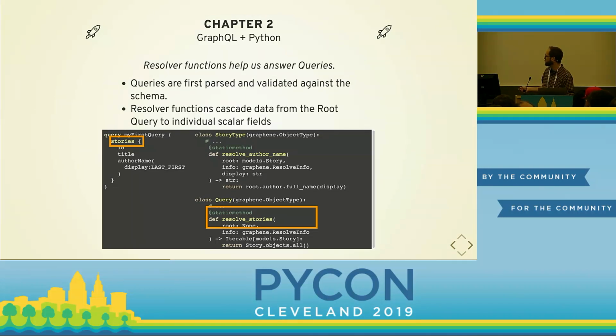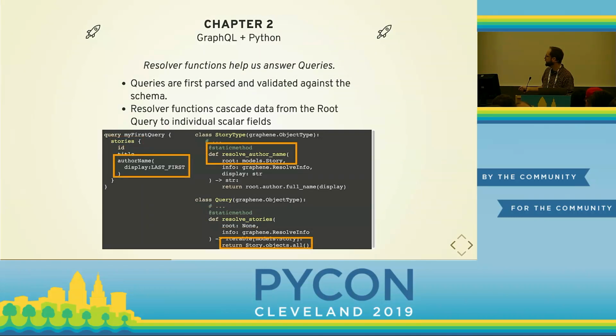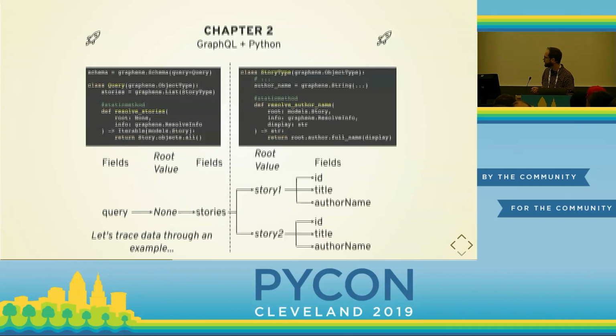So we'll start from resolve stories. We'll get all those story objects, and then on each of those objects, we'll resolve the author name and all the other fields that we want from that. So finally, we get that string value for author name.